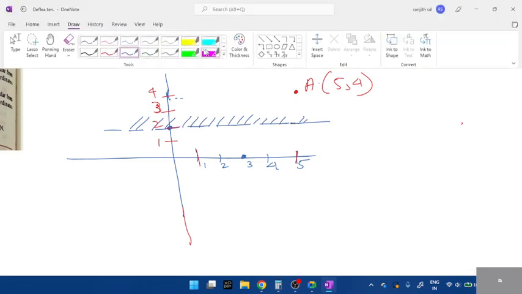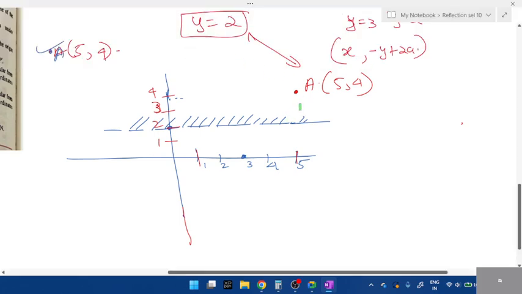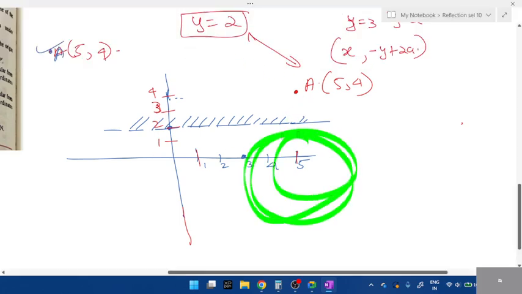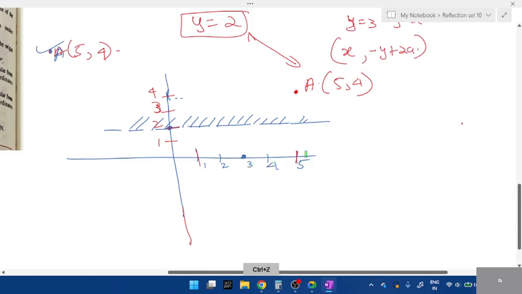Okay, so imagine you're standing at point A. If you're facing the mirror, your object is somewhere here in this region. Right? So how will you measure it? From mirror to this point, what's the distance? 2 units. So if you bring it down, this is 1 unit and this is another unit. Where is your image? 5 comma 0. Is this clear?